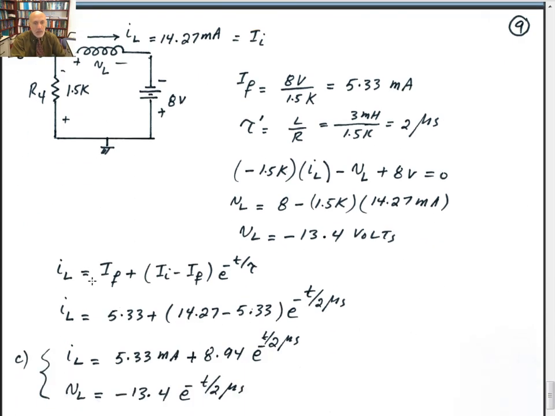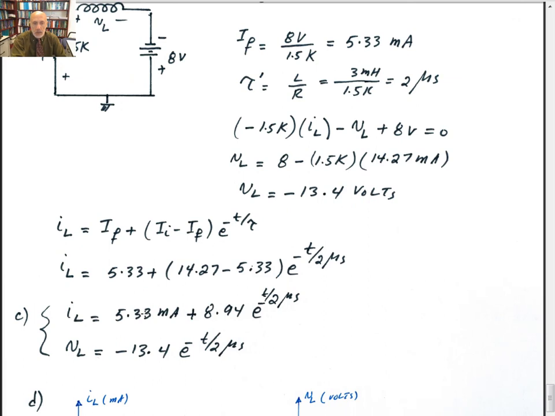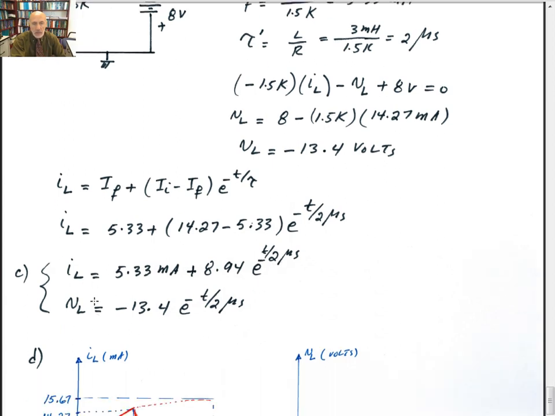So we have all the values plugged into the equation. I final is 5.33. I initial is 14.27 minus the final, which is 5.33, e to the minus t divided by 2 microseconds. Simplify that, it gives you 5.33 plus 8.94 e to the minus t divided by 2 microseconds. And the voltage across the inductor would be minus 13.4 e to the minus t divided by 2 microseconds.